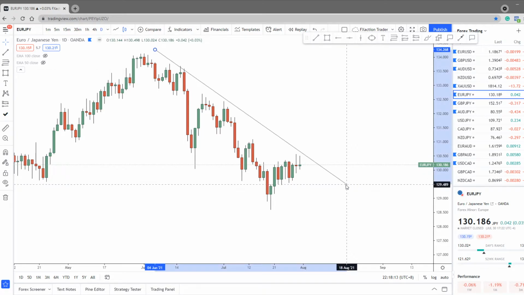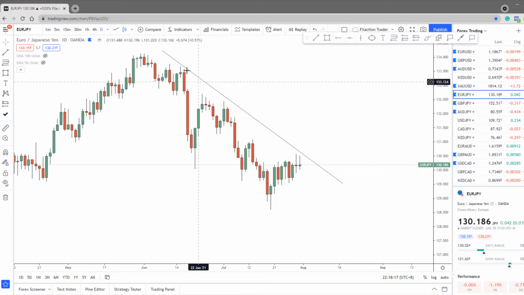The market did not make any new highs. The market is still making lower lows and lower highs, and we can see that the nearest lower high is at this level. So let us move to the H4.